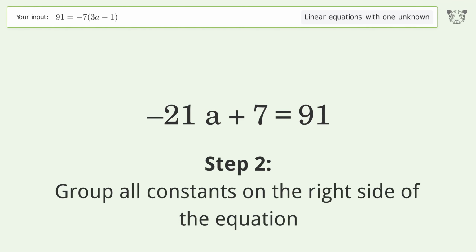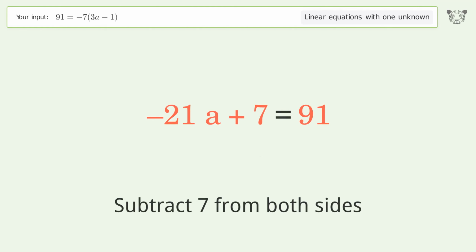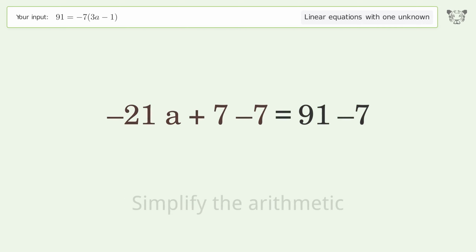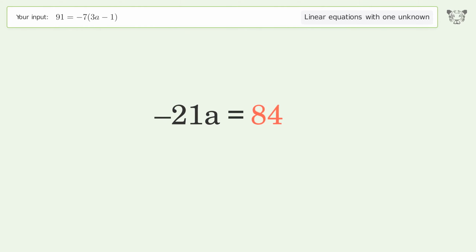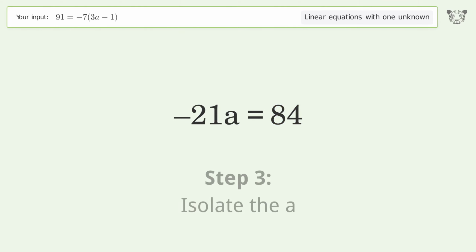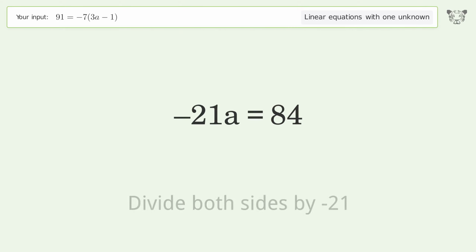Group all constants on the right side of the equation. Subtract 7 from both sides. Simplify the arithmetic. Isolate the a. Divide both sides by -21.